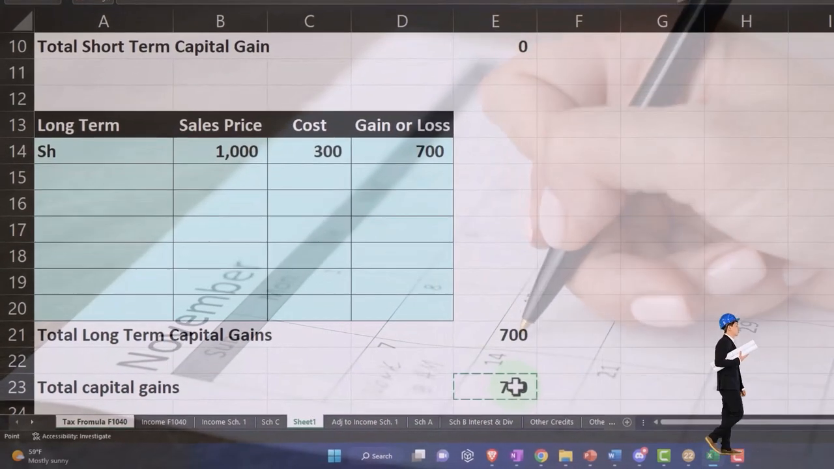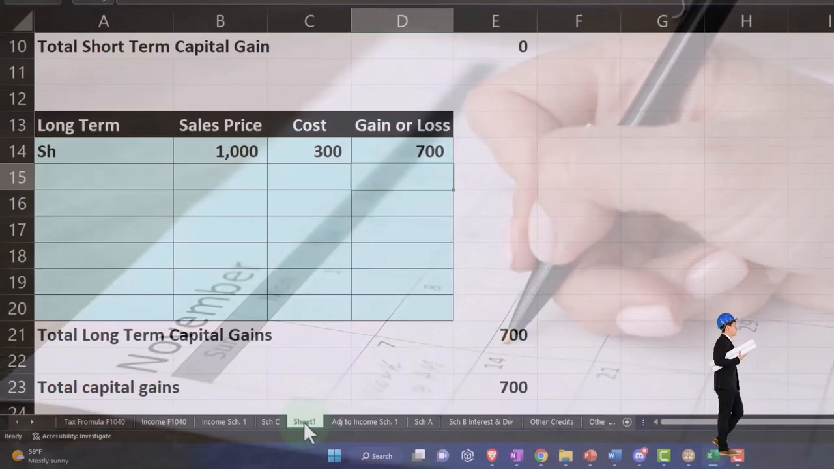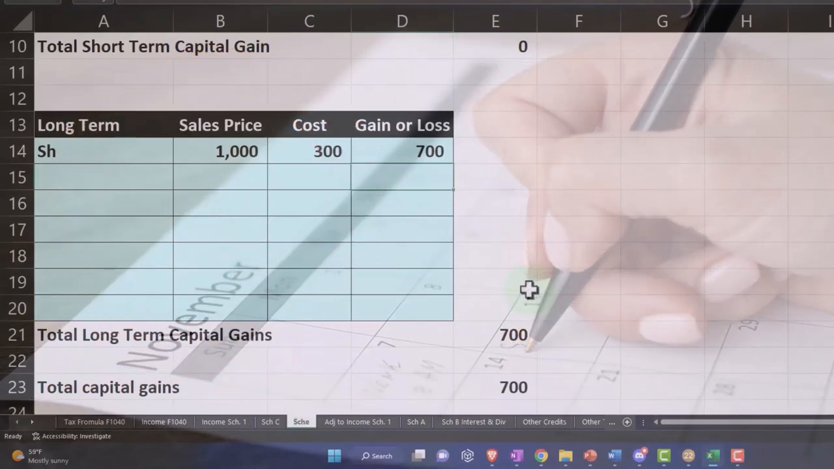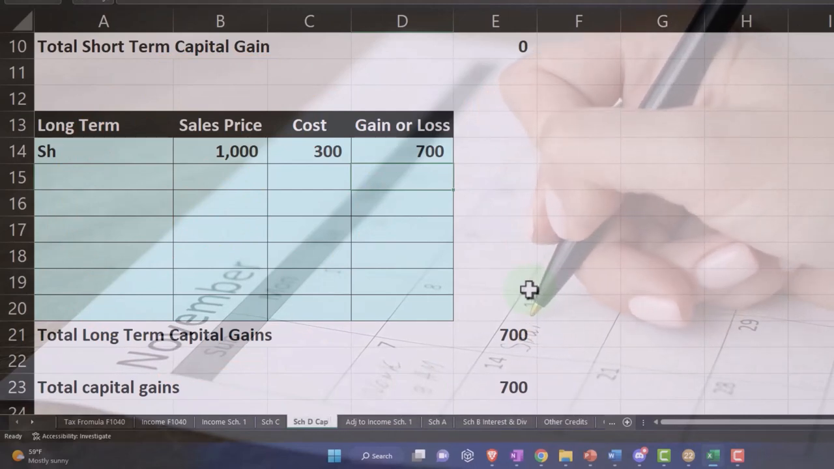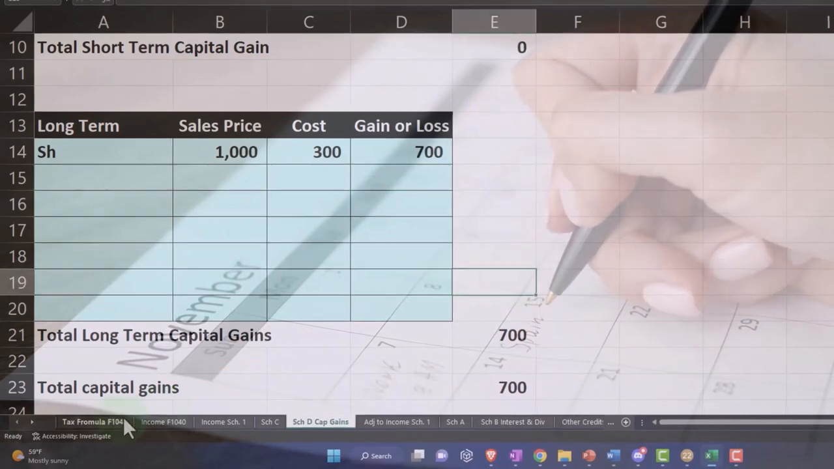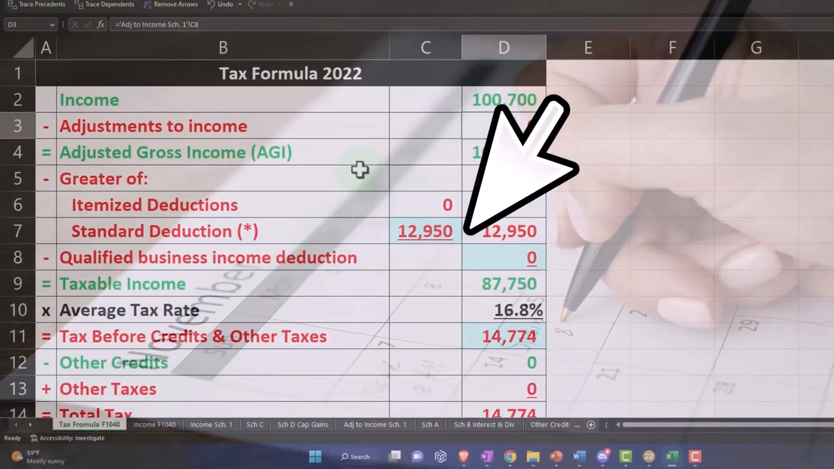I need to name the worksheet. I'm going to double click on the worksheet and call this Schedule D cap gains, something like that. So then that pulls in over here. So there we have it.